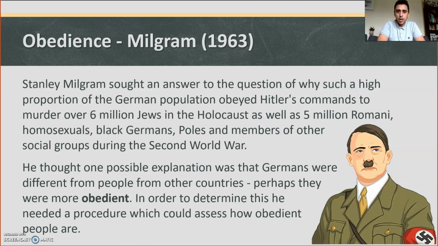Stanley Milgram sought an answer to the question of why such a high proportion of the German population obeyed Hitler's commands to murder over 6 million Jews in the Holocaust, as well as 5 million Romani, homosexuals, black Germans, Poles, and members of other social groups during the Second World War.